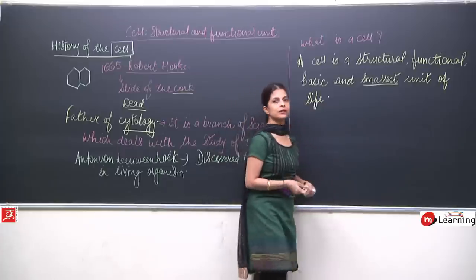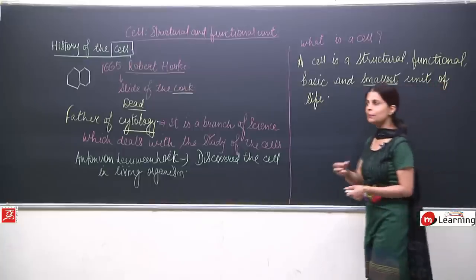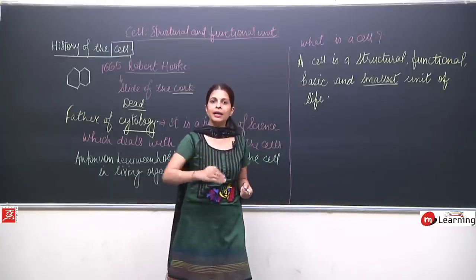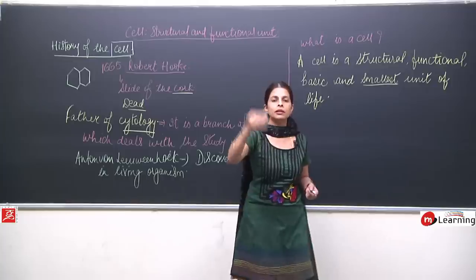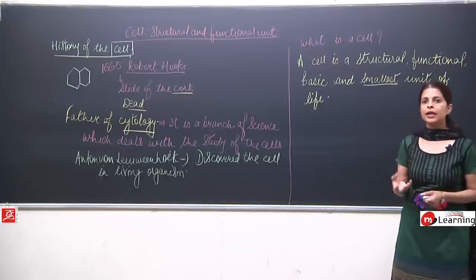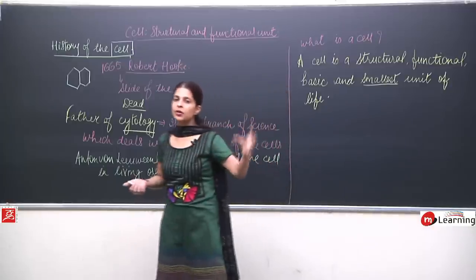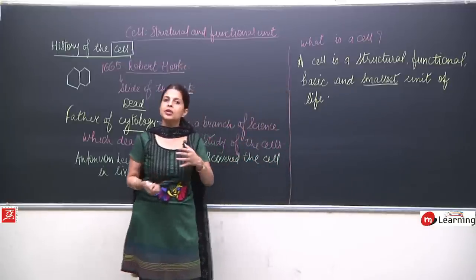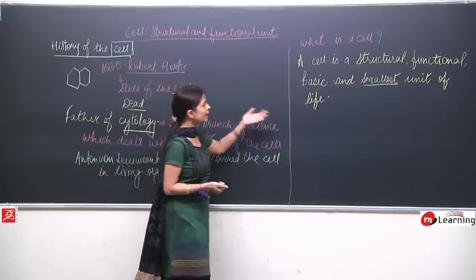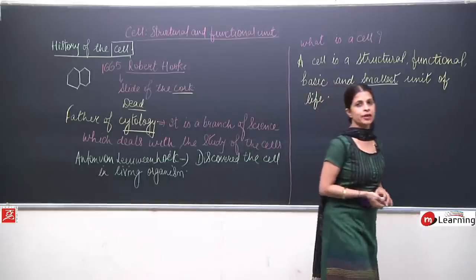When I say basic, if you talk about a wall, what is the basic unit of a wall? Obviously a brick is the basic unit of a wall. By putting bricks one upon the other, huge structures or huge buildings are formed. In the same way, by the multiplication of the cells, when the cells are brought together, a huge organism or huge structure is formed. So that is the reason a cell is known as basic, and it is also known as the smallest structure.